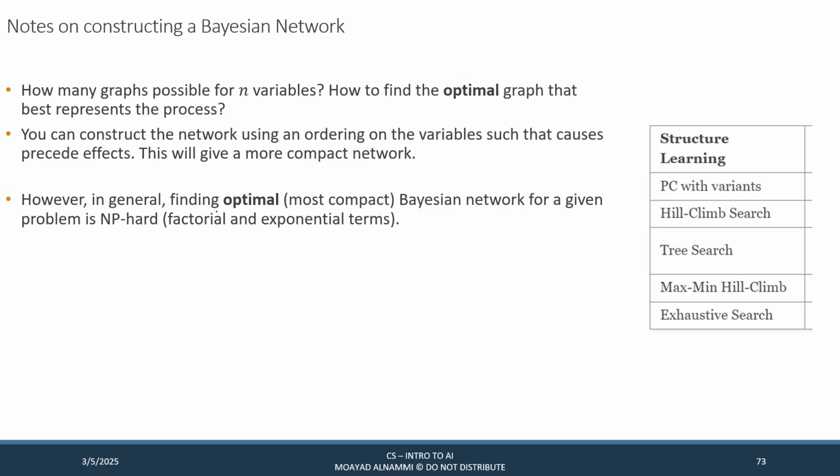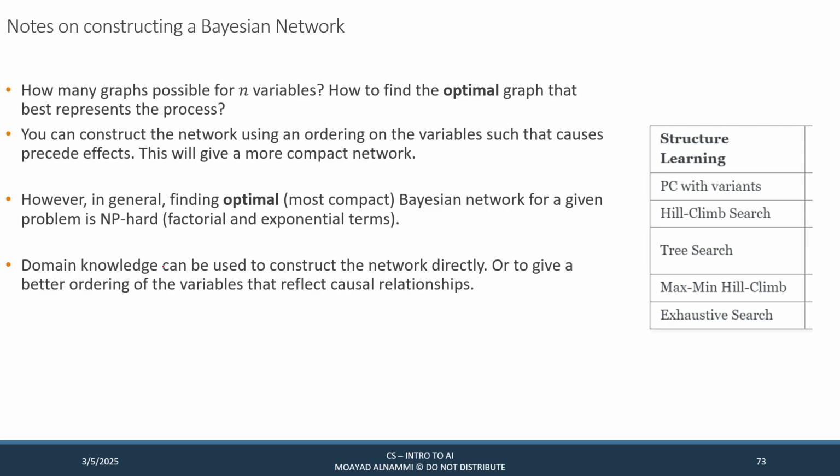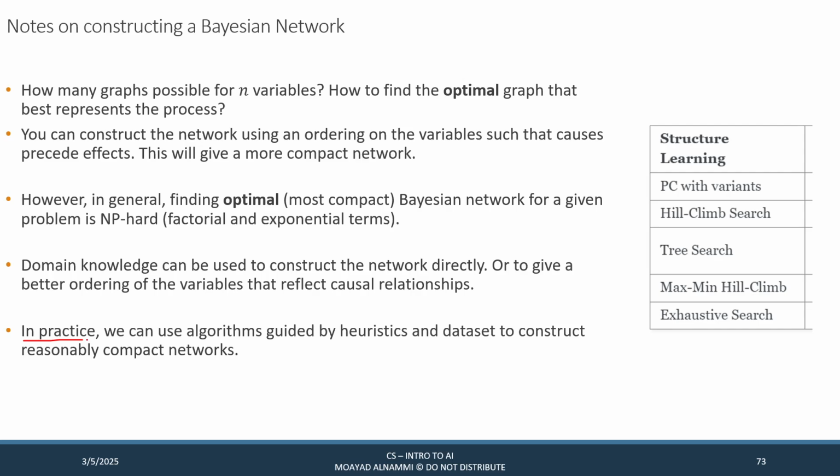However, finding the optimal network is NP hard. However, domain knowledge can be used to construct the network directly. For example, if you're working on a medical problem, maybe you know that some variables influence some other variables in your problem, using your domain knowledge. Maybe you have a disease, and this disease influences symptoms, or maybe vice versa. In practice, we can also use algorithms guided by heuristics.